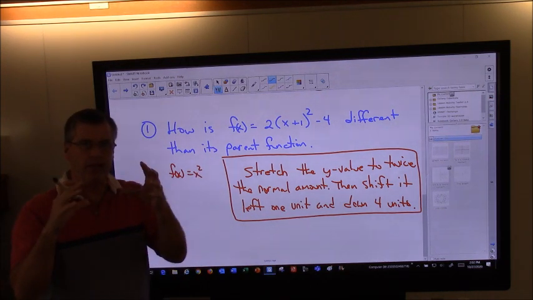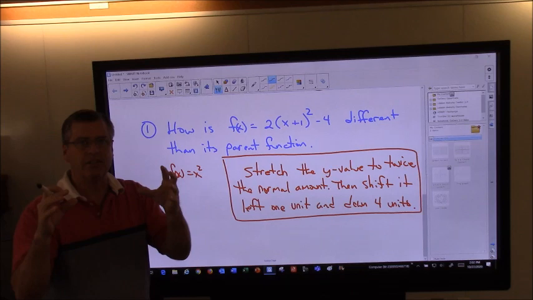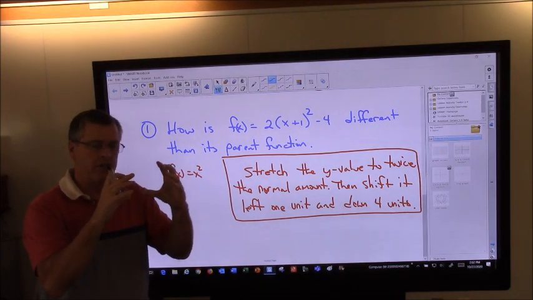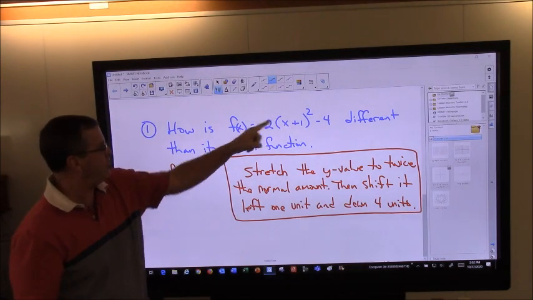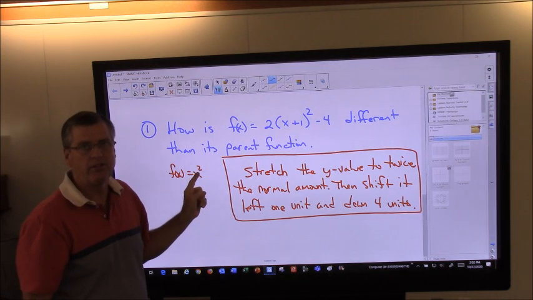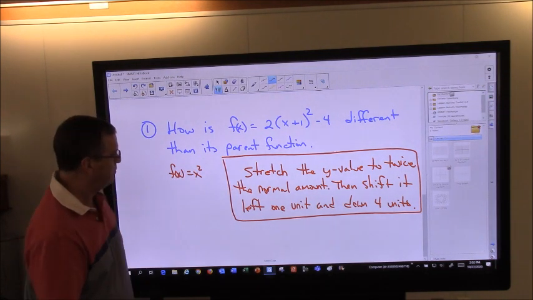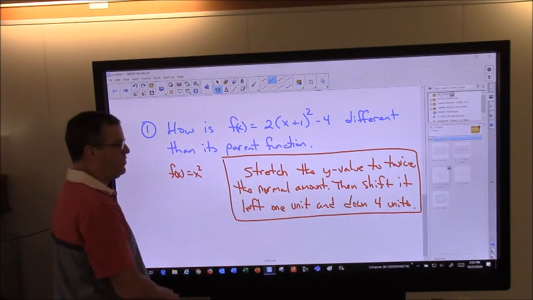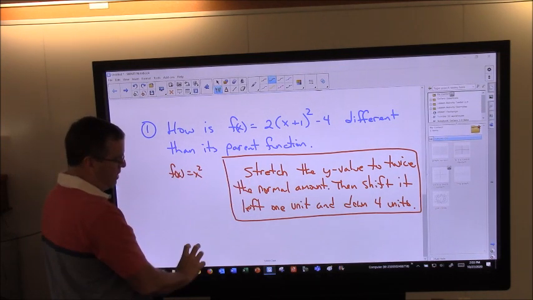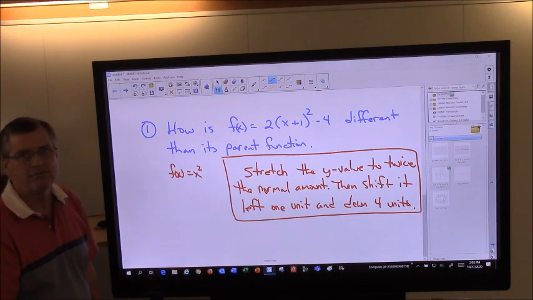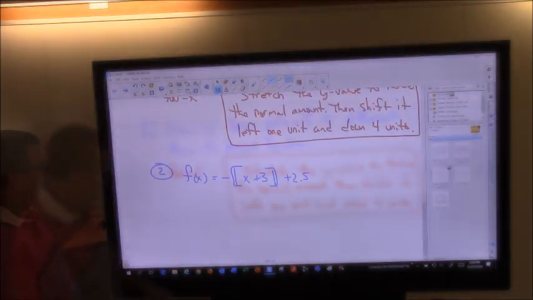The word describe, scribe means to write, right? And transformation means, how is this function different from this one? What has happened? It has transformed. It's become a different picture, right? Well, we stretched the y values to twice as much, shifted it over left 1 unit and down 4 units. Okay? Let's try another one.